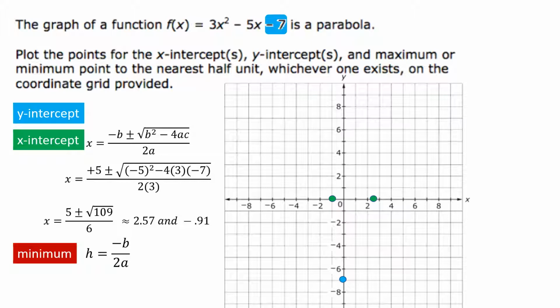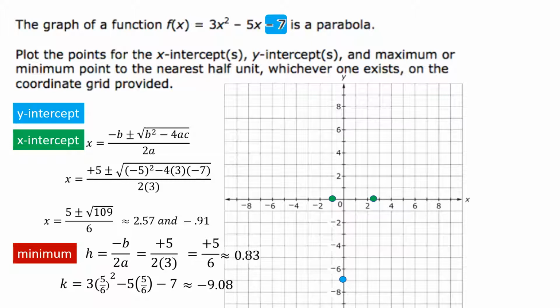Our b is negative 5, so it's going to be positive 5 over 2 times 3, which is 5/6, which as far as decimals go is 0.83 approximately. Now you don't want to plug in the 0.83. Be nice and exact. Plug in the 5/6. But just like we did in the earlier problem, to find the y-coordinate of your vertex, you're going to want to plug in the x-coordinate we found. So 3 times 5/6 squared minus 5 times 5/6 minus 7.